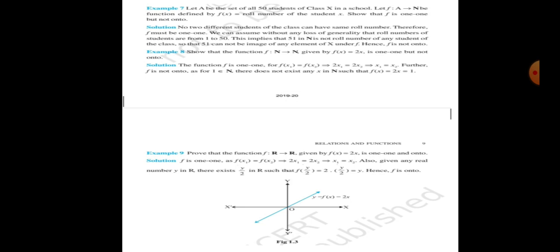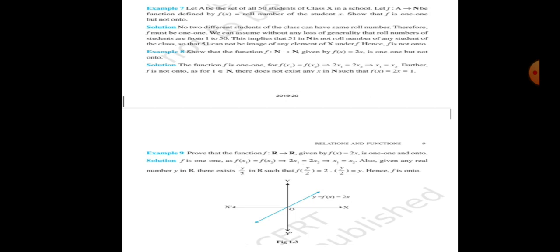As you can see in example 7, they are saying: let A be the set of all 50 students of class 10th in a school. Let F from A to N be a function defined by F of x equals the roll number of the student x. Show that F is 1-1 but not onto. As you all know, every student of the school will have a different roll number. So every different student has a different roll number.